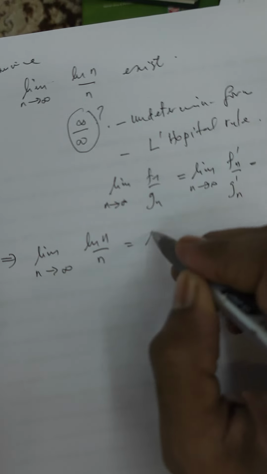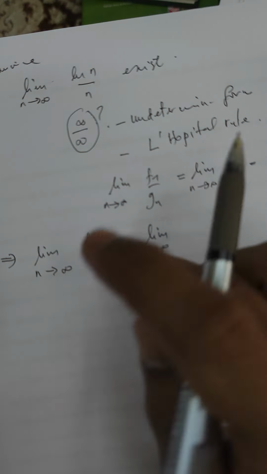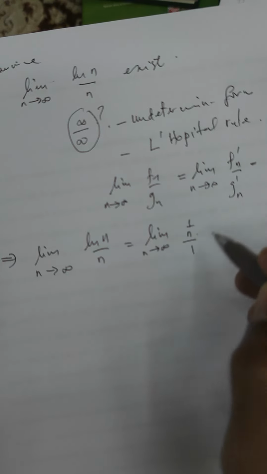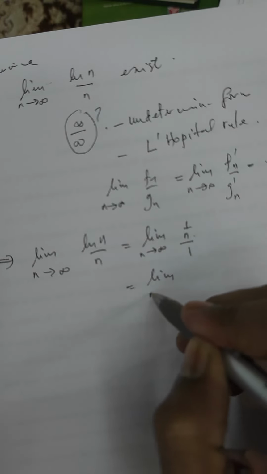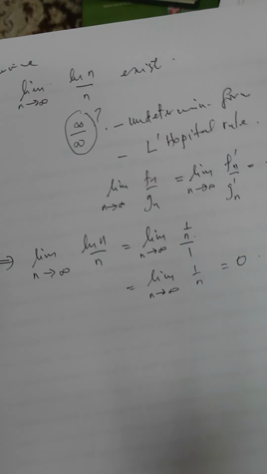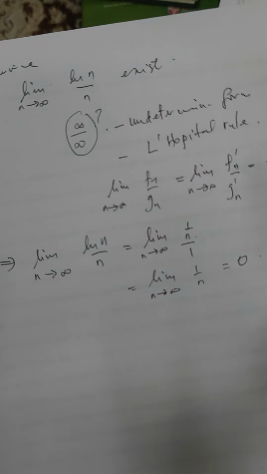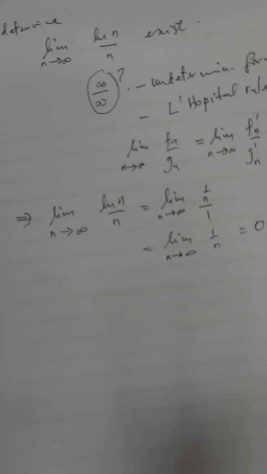You get the limit as n goes to infinity. If you differentiate ln n, you get 1 over n. Differentiate n, you get 1, and then you just take the limit. This is easy. You get the limit as n goes to infinity of 1 over n, which gives you 0. So remember that when we take a limit and have an undetermined form, then we can use the L'Hopital rule. Even for a function as well, you can use it.